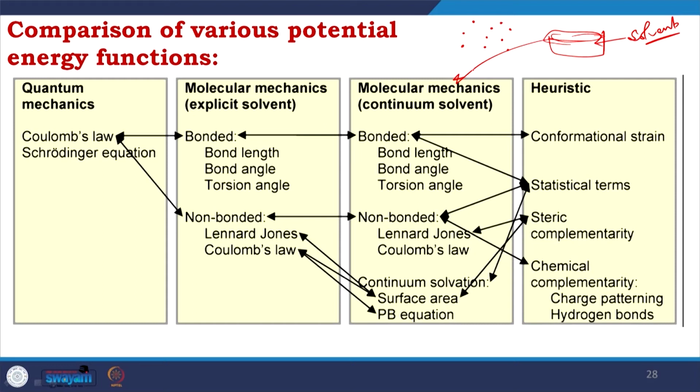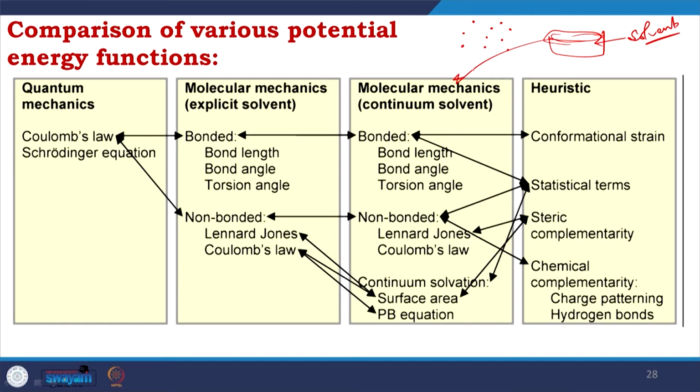So, in quantum mechanics there will be Coulomb's law, Schrodinger equation. For bond you have to use bond length, which is stretching, bond angle, which is bending, torsion angle or dihedral angle. For non-bonded you use Lennard-Jones potential and Coulomb's law. In molecular mechanics, this is molecular mechanics with explicit or with continuum solvent, bonded and non-bonded are the same. For continuum solvation you have to calculate the surface area and the PB equation.